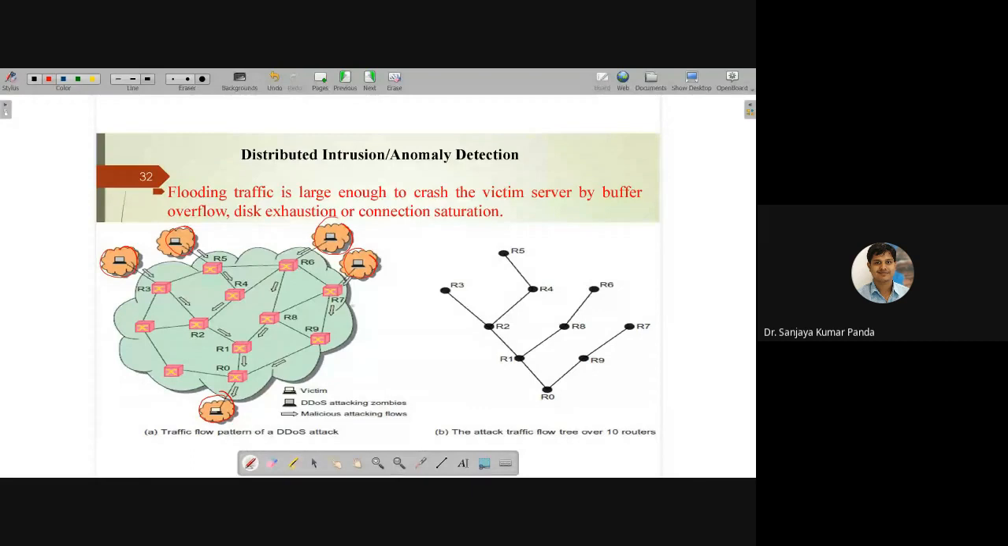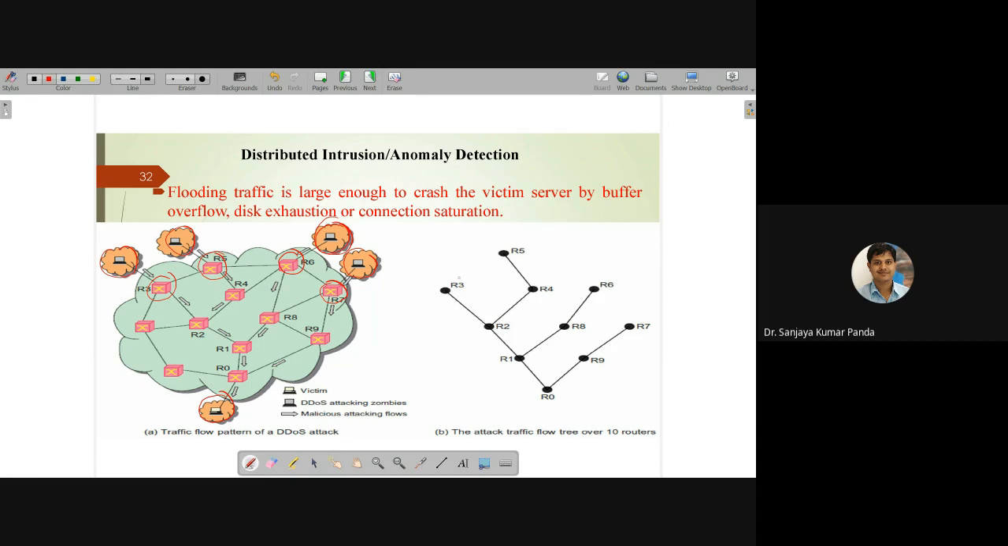Here you can see this computer that is launching the attack. You can say it is a DDoS attacking zombie. It is connecting to router R7, so it is launching the attack from R7, and this attacking zombie is launching from R6, and here it is from R5. Here it is from R3. So we have different routers through which we are launching the attack, right? But our intention is to reach this particular victim. So we follow different paths.